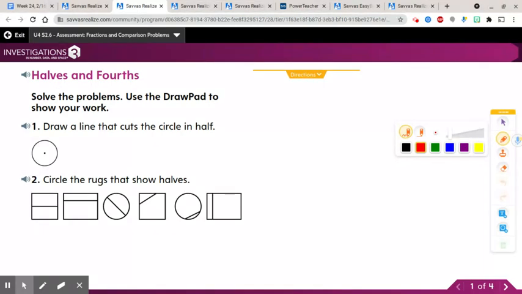Okay, now think about what we know about circles. There's a lot of ways that you can do this. As long as your line goes from one end to the other end and goes right through the middle of the circle, touching that dot in the middle, there we go. Now we've got 2 equal parts.